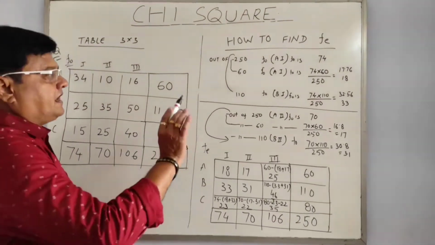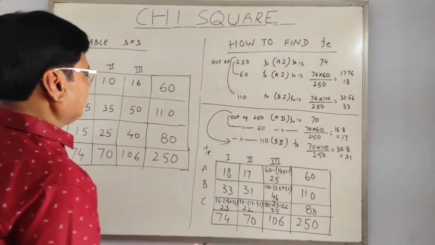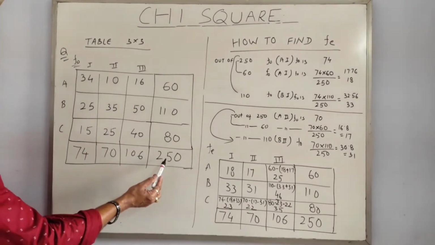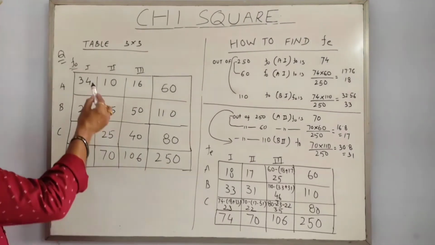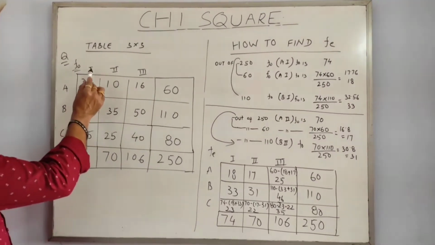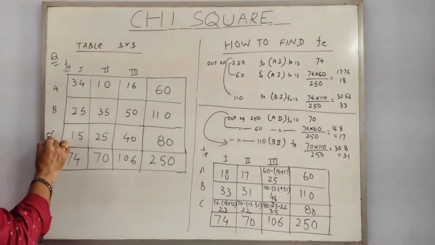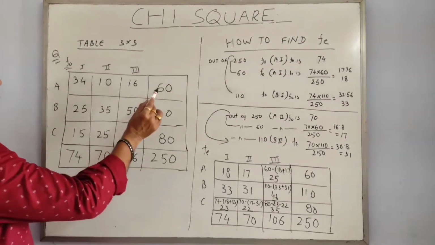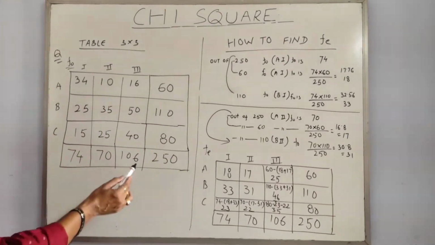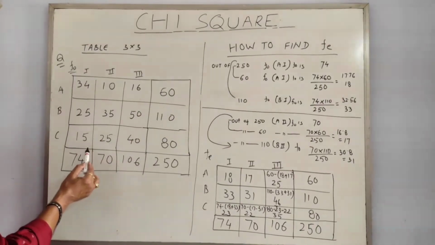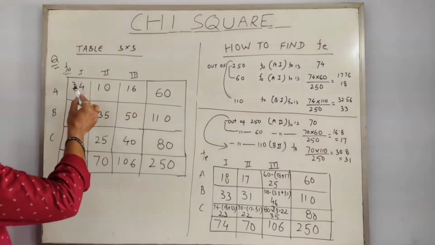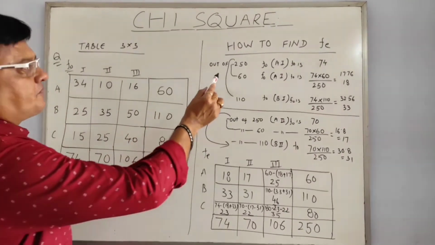Now we have to get FEs. So the calculation is simple. We have to take a proportion. Like out of 250 total, if criteria 1 total is 74, then naturally criteria 1 is also divided in 3 parts, A, B and C, and their total values are 60, 110 and 80. So the proportion will go like this. Out of 250, if we are getting a value of 74, then out of 60, what value will we get? So that is what is written here.